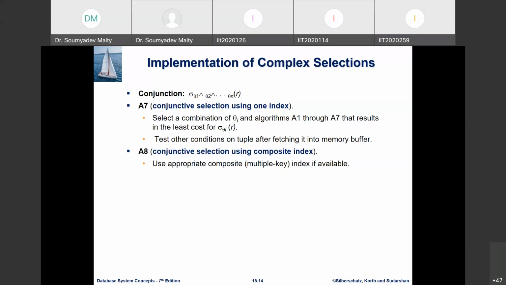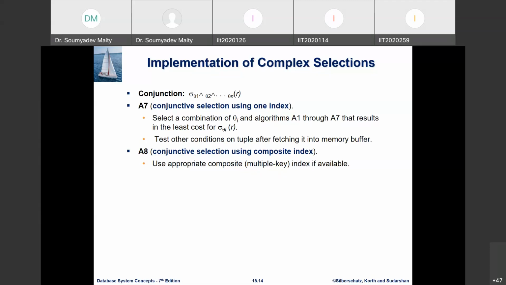Now there are two types of indexes. I don't know whether this has been discussed also or not. Simple index and composite index. Simple index is only one attribute, and composite index means multiple attributes as a search key. For example, you can build an index on the roll number, and that will be a simple index.